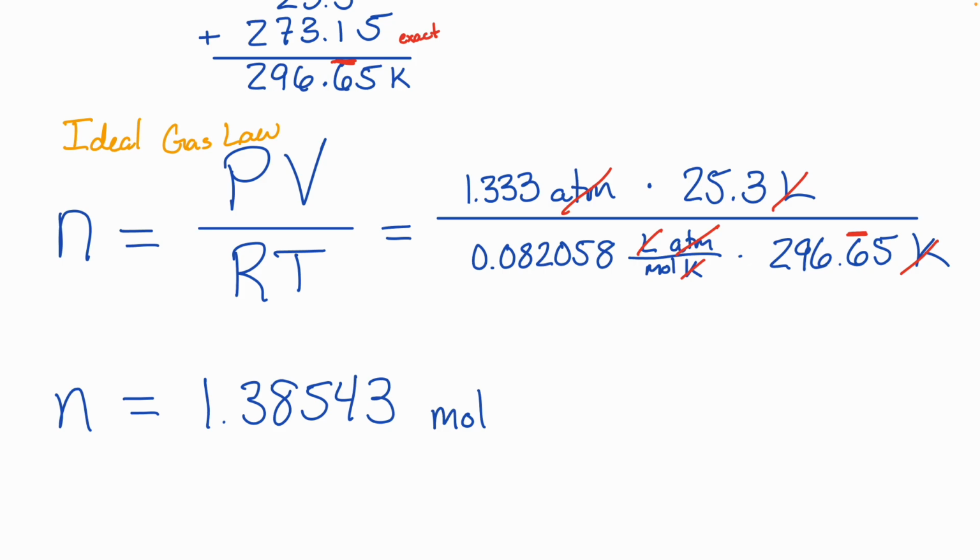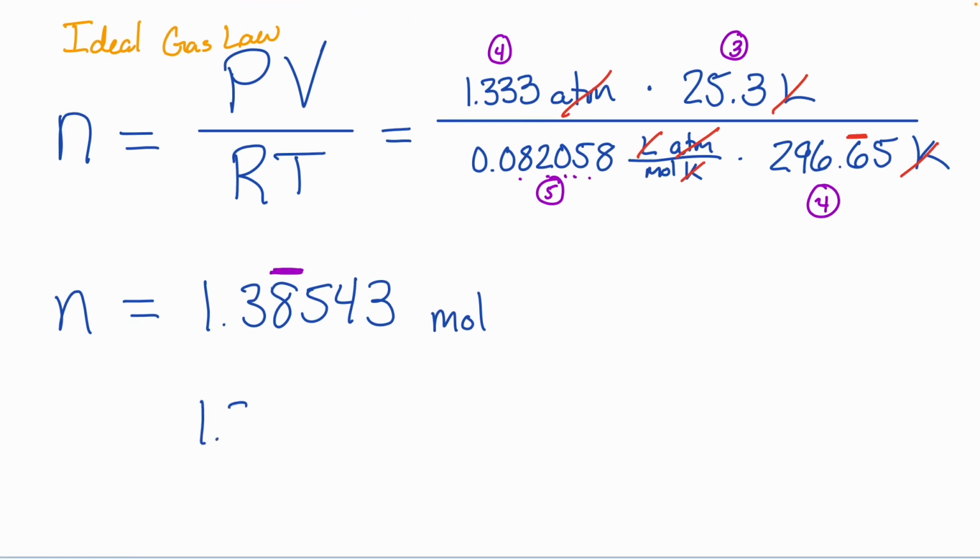All right, then the last thing that we got to do here is sig figs. We have 4, 3, 2, 3, 4, 5. This ideal gas constant is not exact, but it does have a bunch, so hopefully it doesn't limit us. All right, and so my final answer, I'm going to have to round to 3 sig figs, or 1.39 moles.